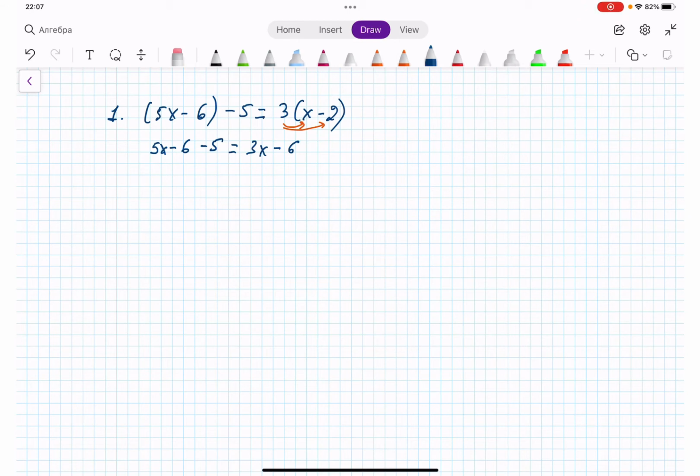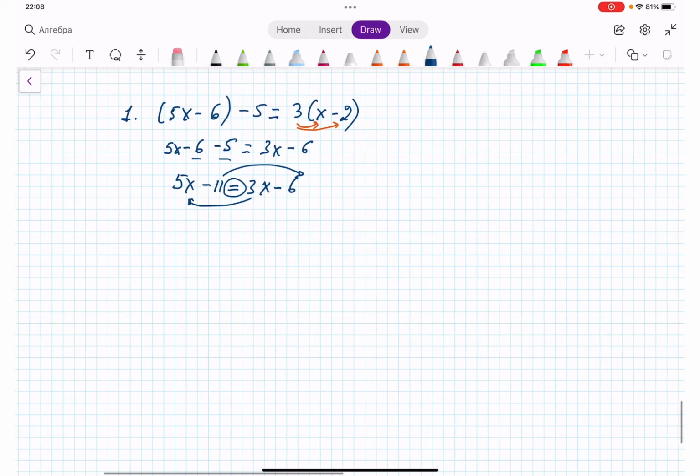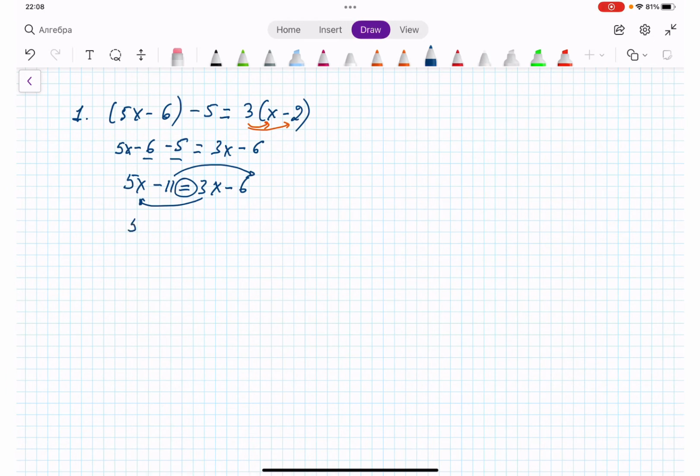Now let's combine like terms. So we get here 5x. These two like terms, negative 6, negative 5, negative 11, and we get 3x minus 6. Now 3x I'm moving on this side to combine with 5x, negative 11, I'm moving on this side. So when I move 3x on this side, because I'm moving over this equal sign, it was positive 3x, will become negative 3x. So I will get 5x minus 3x equal.